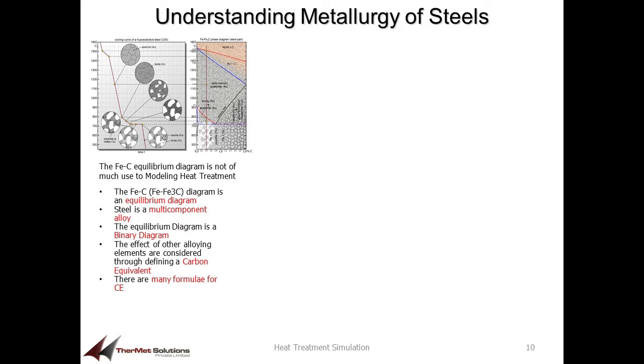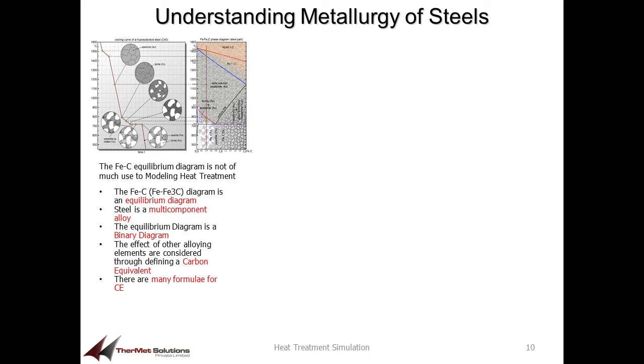Now first let us begin with understanding the basic metallurgy of steels. All metallurgists are familiar with the iron-carbon equilibrium diagram, but it is not of much use in modeling heat treatment, because the iron-carbon diagram is an equilibrium diagram. Steel is a multi-component alloy, and the equilibrium diagram is a binary diagram, so many compromises are made. The effect of other alloying elements is considered by defining a carbon equivalent. There are many formulae for carbon equivalent.